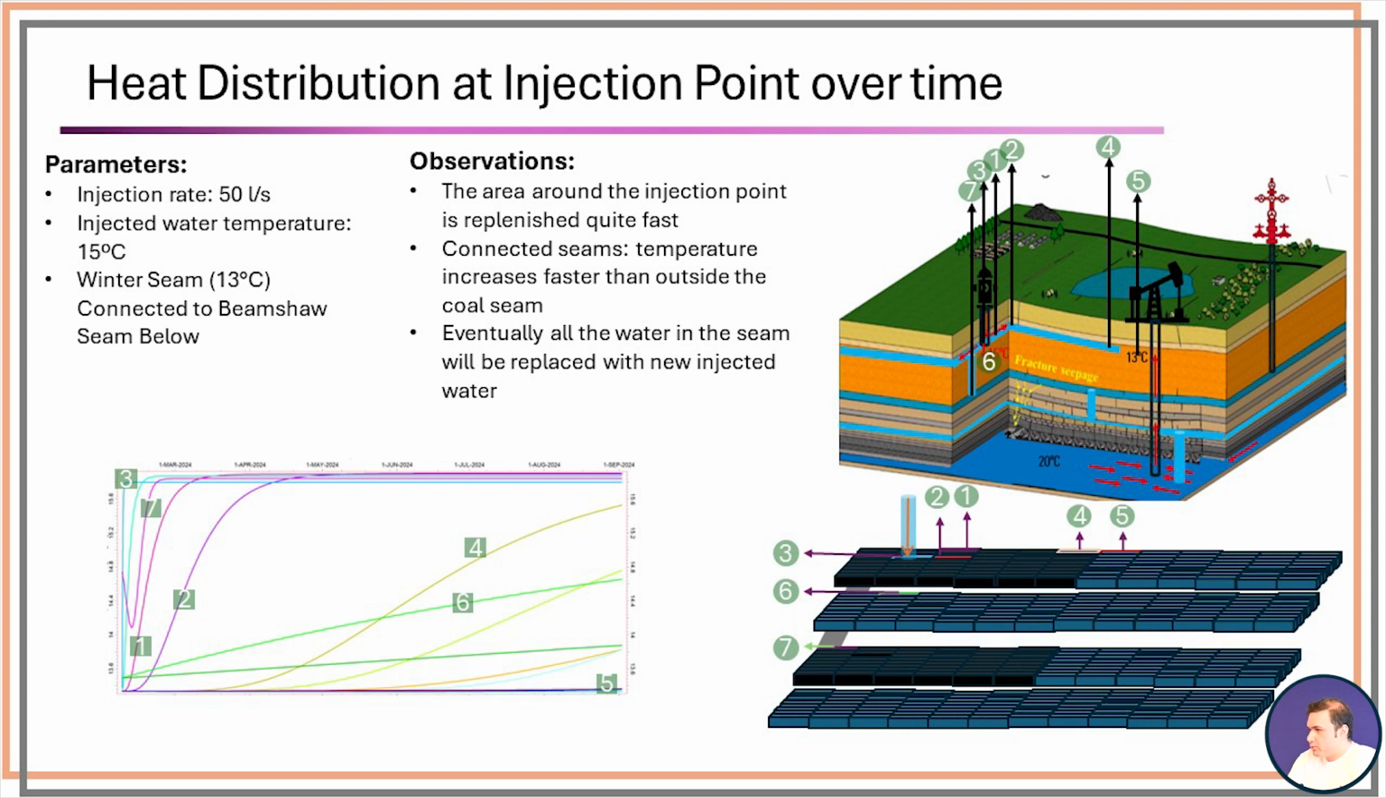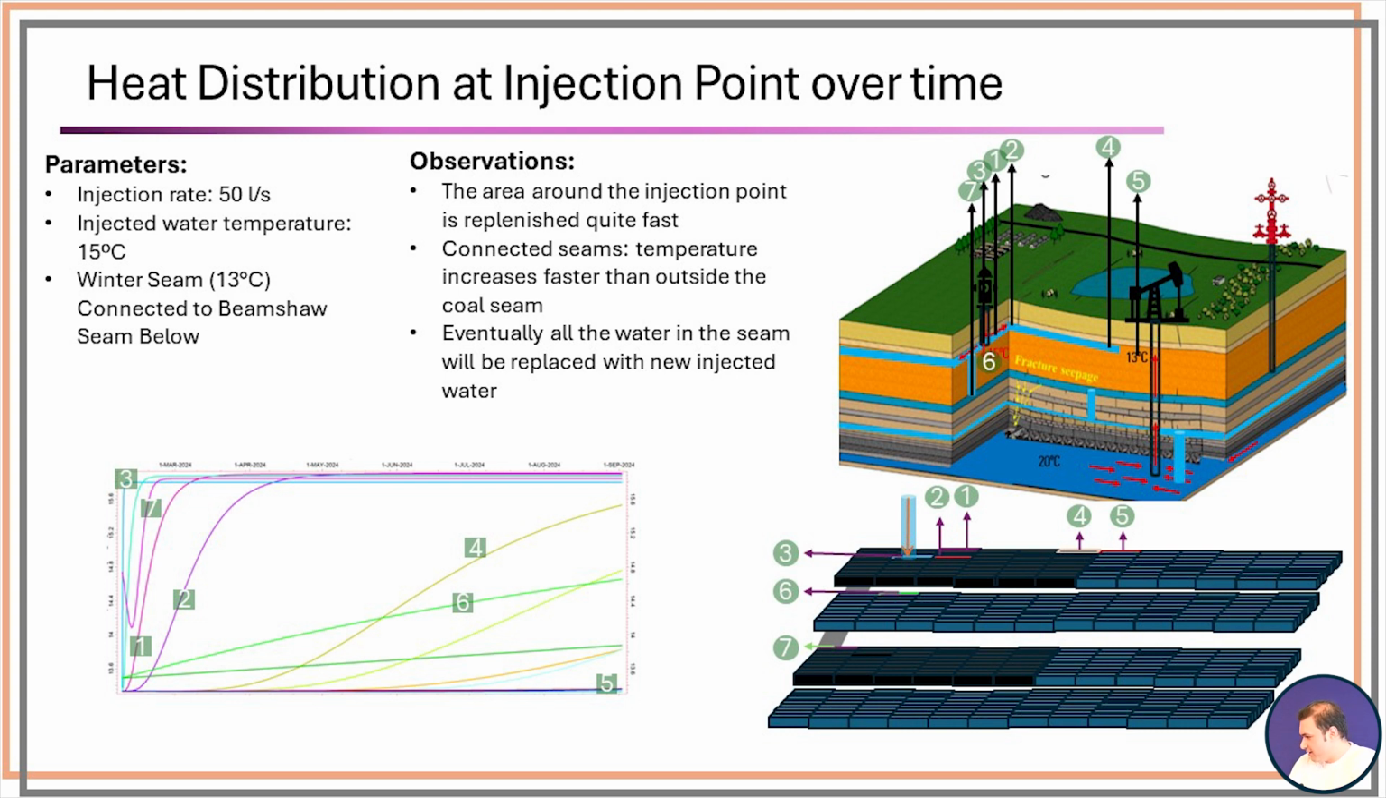And if I go to the injection point, that was the abstraction point, but this is the injection point. So when we store heat under the ground at the injection point, we can see sooner or later, all the mines, when we inject water, the temperature becomes the same as the water we inject, because the new water pushes the previous water away and substitutes it. So it's just a matter of the time and the rate you are injecting the water.